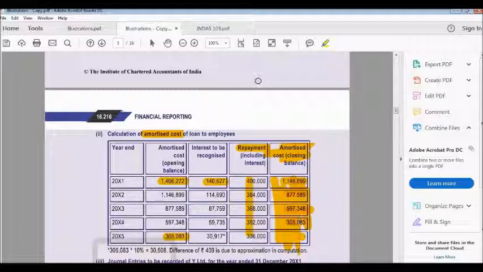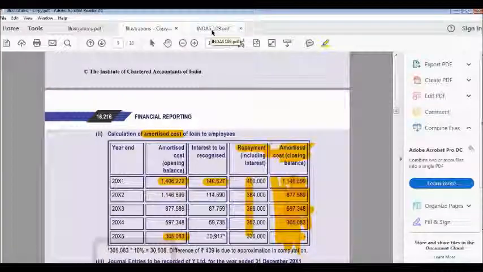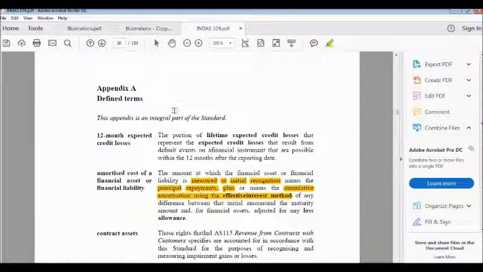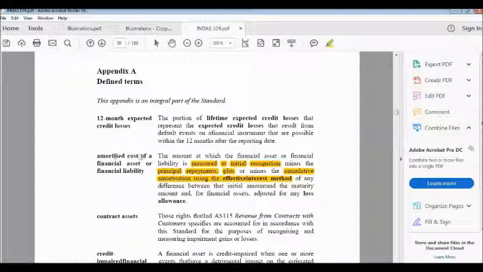If you also want to check out the definition of amortized cost, it's on page number 50. Amortized cost of a financial asset or financial liability is the amount at which the financial asset or financial liability is measured at initial recognition, minus the principal repayment, plus or minus the cumulative amortization using the effective interest method. So this is the definition, and we have proved to you how this definition works.